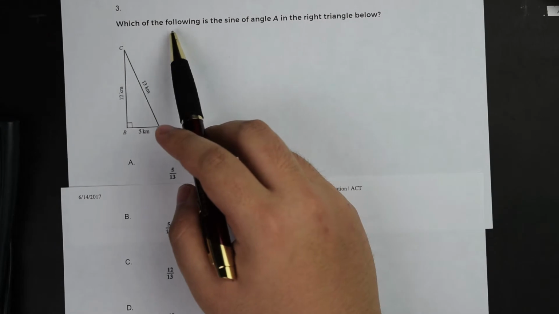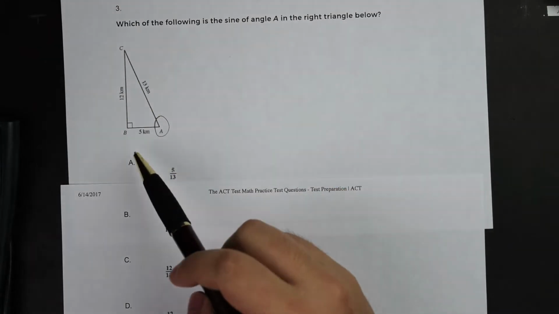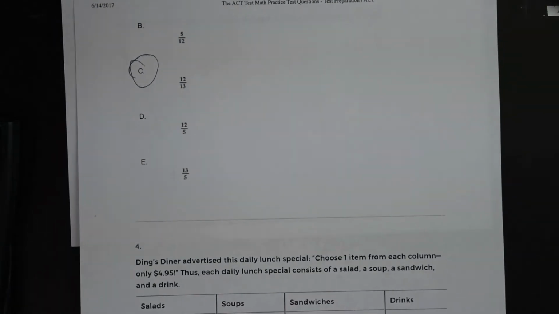So number 3: which of the following is the sine of angle A in the figure below? For angle A, sine, opposite, hypotenuse, 13. Okay, so for number 3, my final answer is C. And now I'm going to go ahead and explain to you how I was able to get to this answer.